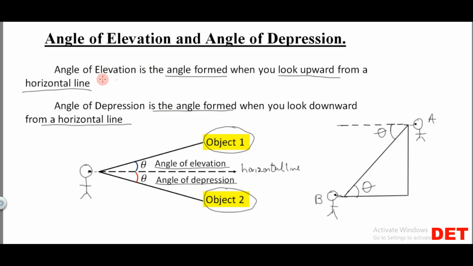Alright, so just a quick one. Angle of elevation is the angle formed when you look upward from a horizontal line. Angle of depression is the angle formed when you look downward from a horizontal line.